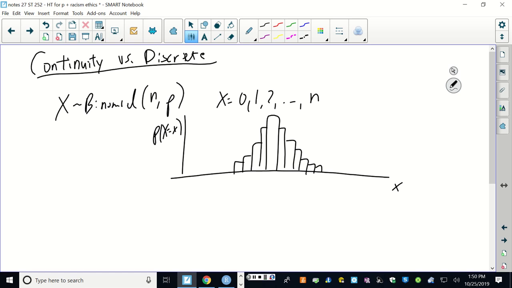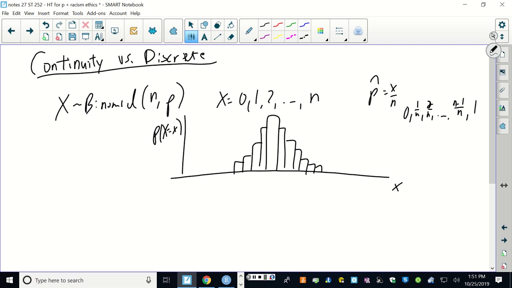And also p hat, if you divide by n, it's also discrete. It takes on values 0, 1 over n, 2 over n, etc., n minus 1 over n, up to 1. And those are the only places that it has probability. So the graph would look like this. And there's a one-to-one correspondence between individual values. So each one of these probabilities corresponds to one value of x and the corresponding value of p hat.